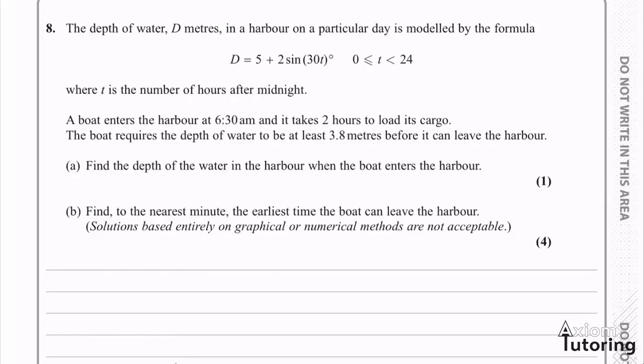So let's have a quick read through the question to see what we need to do. We're given that the depth of water, d meters, in a harbour on a particular day is modelled by the following formula here. And t is the number of hours after midnight. So let's highlight some of this.